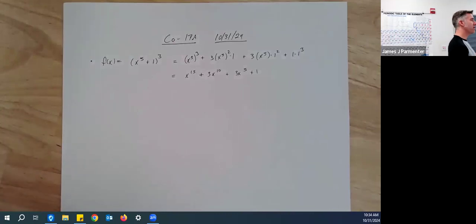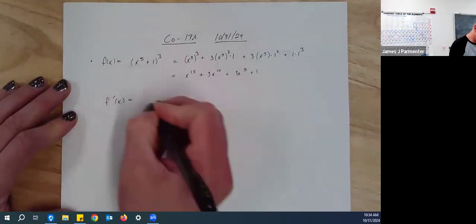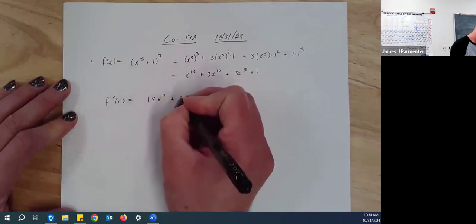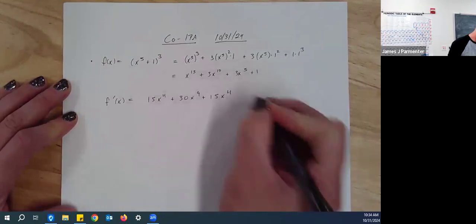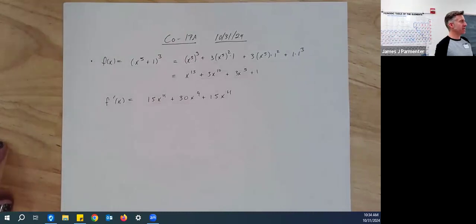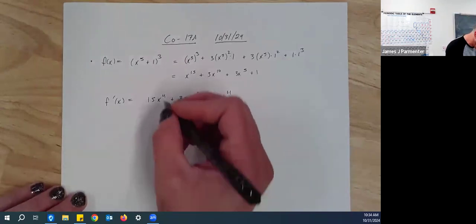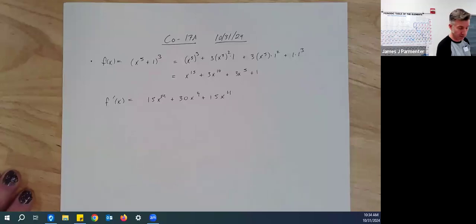And now we're going to take the derivative. So the derivative f prime of x is equal to 15x to the 14th plus 30x to the 9th plus 15x to the 4th. And do a little bit more work to see this in a helpful way. Oh, I said 14 but wrote 4th. Sorry, that's a 14, not a 4.